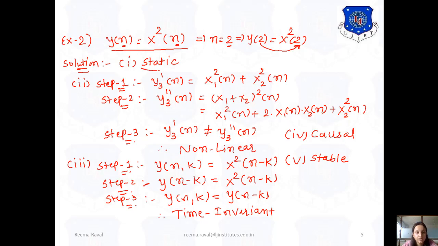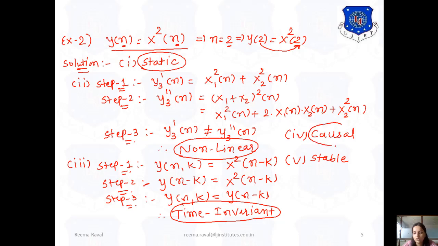Okay. So for this particular example, the properties are: static system, non-linear system, time invariant system, causal system, and stable system.